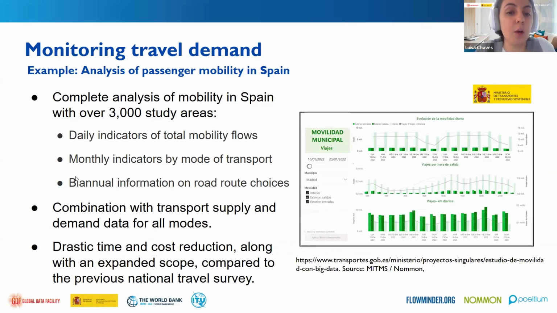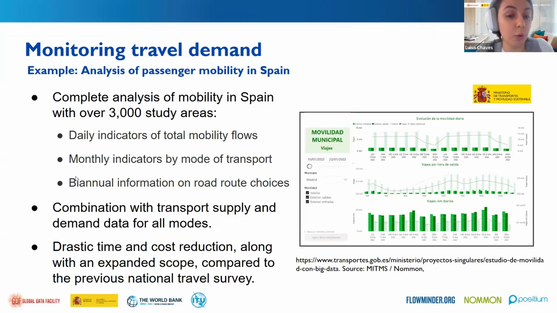Another interesting case comes from the Ministry of Transportation in Spain. Since 2017, they have replaced their traditional survey with three big data projects based on mobile phone data. The first one was to test the technology back in 2017. The second one was during COVID-19 to generate basic daily mobility indicators to help the ministry understand the impacts on mobility caused by the pandemic. The third one provides a complete analysis of mobility across Spain, covering over 3,000 study areas from 2022 to 2025.